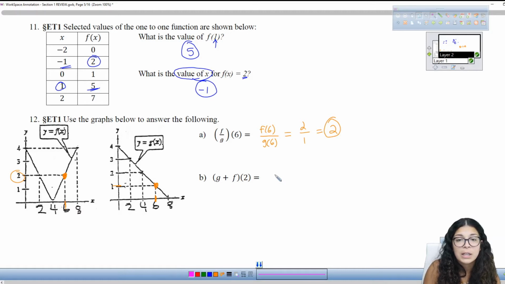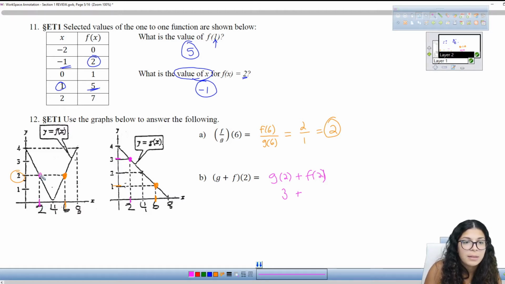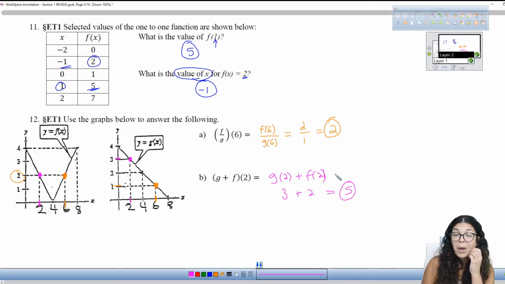Okay, part B. G of 2 plus f of 2. Okay, g of 2, here's g. G of 2, follow that up to the graph right here. So that y value is 3. And then f of 2, right? 2 input for f, x value. Here's that point, that y value is 2. What's 3 plus 2? 5. Okay.